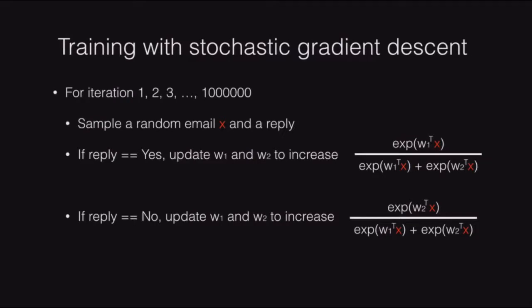So you run for iteration 1 to like a million, you run for a long, long time. You sample a random email X, and there's some reply. If the reply is yes, then you want to update your W1 and W2 such that you increase the probability that the answer is yes. So you increase the first probability. Now, if the correct reply is no, then you're going to update W1 and W2 so that you can increase the probability of the email to be answered as no. So the second probability. So let's call those P1 and P2.